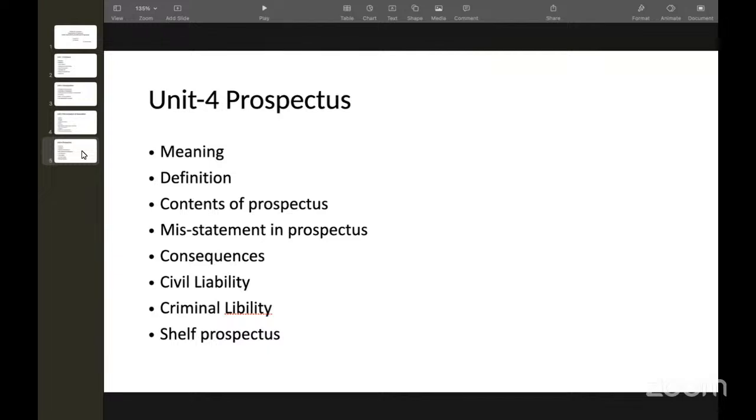The definition of prospectus: according to Section 2, subsection 70 of the Companies Act 2013, a prospectus is defined as any document described or issued as a prospectus, including any notice, circular, advertisement, or other document inviting offers from the public for the subscription or purchase of securities of a company.